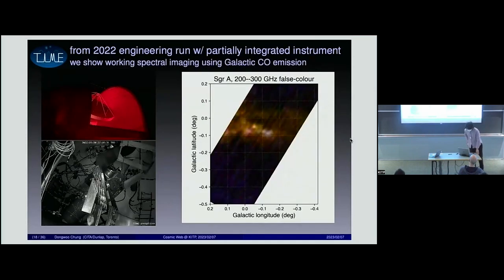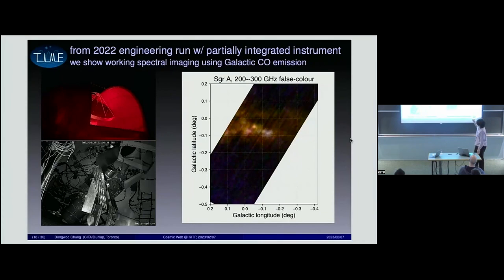In particular, we're already demonstrating, even with only a partially integrated instrument, some spectral imaging. Of course, we're not going immediately after the high redshift C2 signal, but the frequency band that we're working in is not just sensitive to high redshift C2, it's also sensitive to lower redshift CO, and so we can go after galactic sources for commissioning tests.